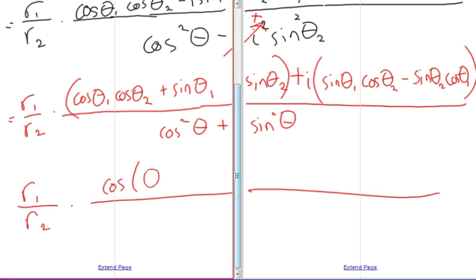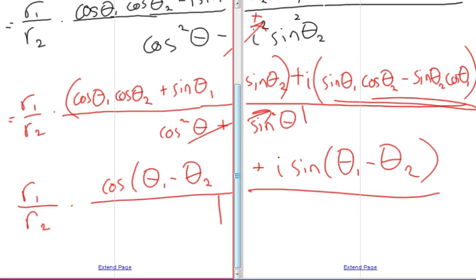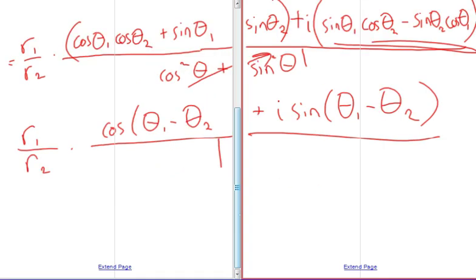Now in the numerator, once again, we notice that this is the difference formula of cosine. And over here we have the difference formula of sine. The denominator, sine squared plus cosine squared, equals 1. That's the Pythagorean identity. So probably should have boxed this too. This is super huge. There it is.